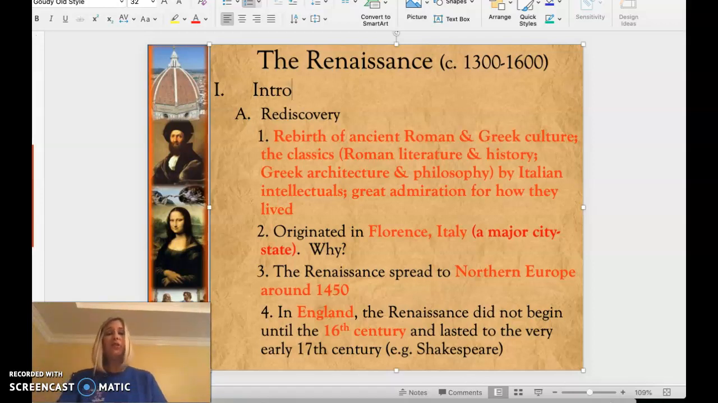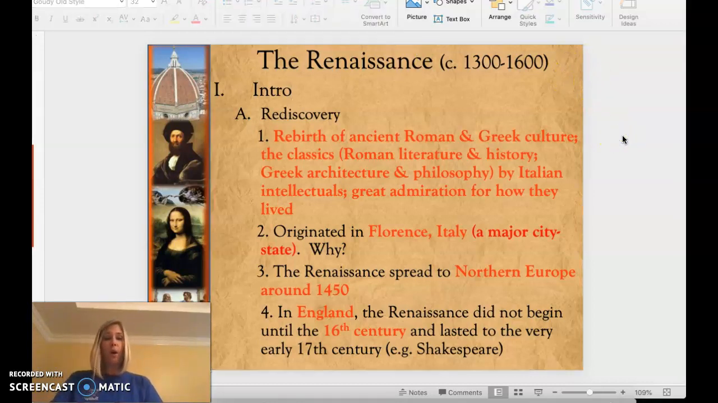Now, the Renaissance doesn't just stay in Florence, Italy. It will spread to other parts of Europe, specifically the northern part of Europe, around 1450. So make sure you're filling that in on your outline. And then know that England, which is considered further north, is not part of what's called continental Europe. It is separated, okay? But it is part of Europe. It's just not connected with the rest of Europe.